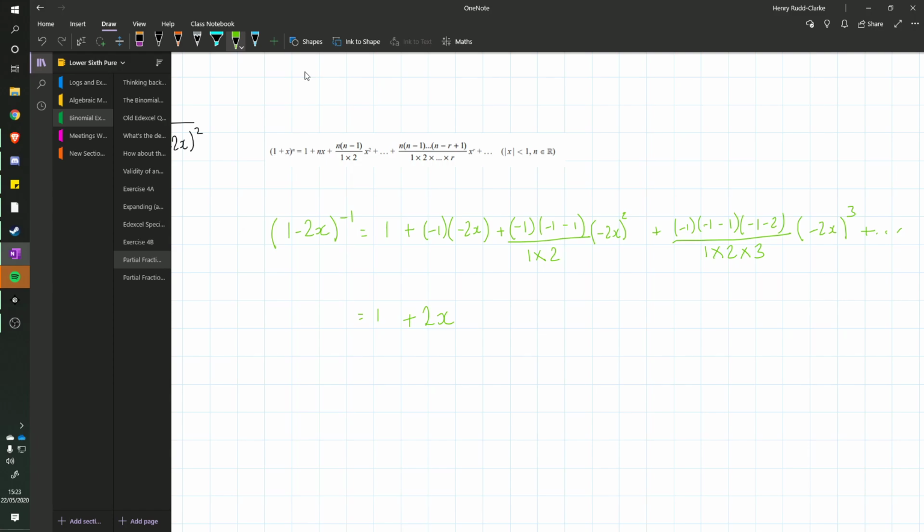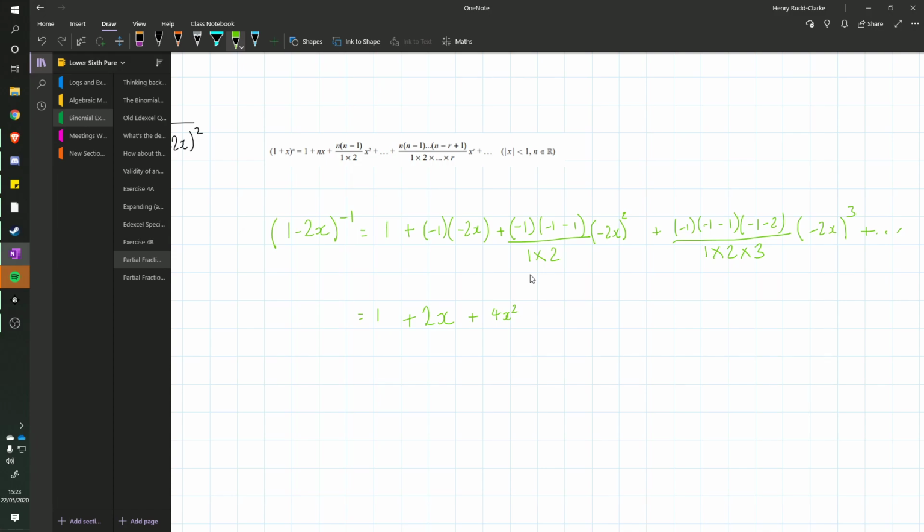Simplifying these is actually not too difficult, because you'll notice the numerator actually just cancels in the third and fourth term. This is just 1 times 2, and this is also 1 times 2. So this is just going to cancel and give us 4x squared. And there's actually a similar thing going on with this one.